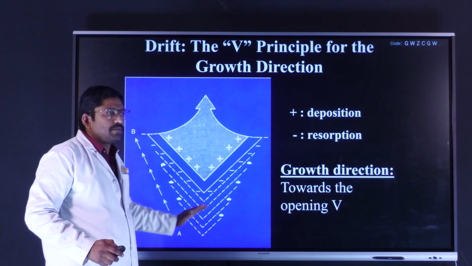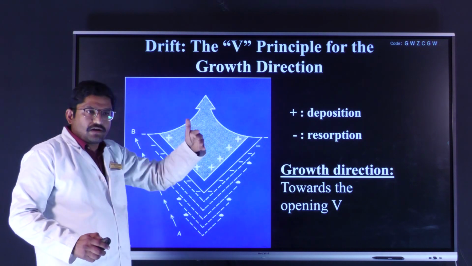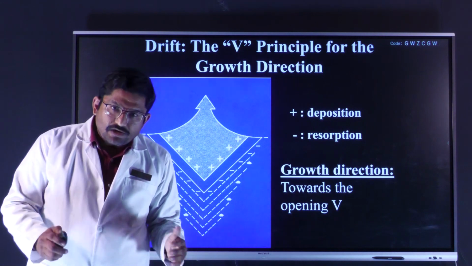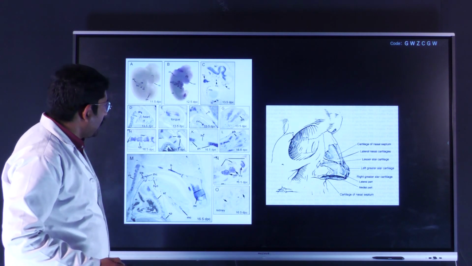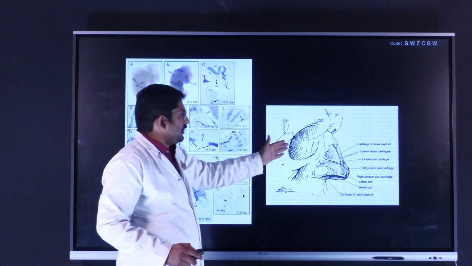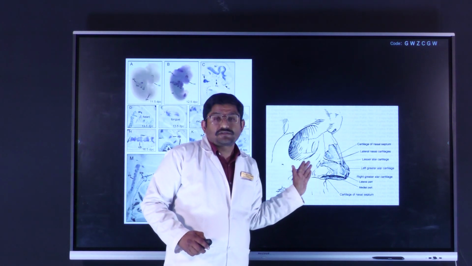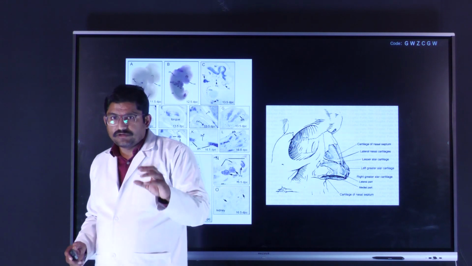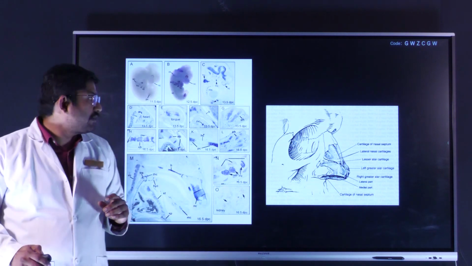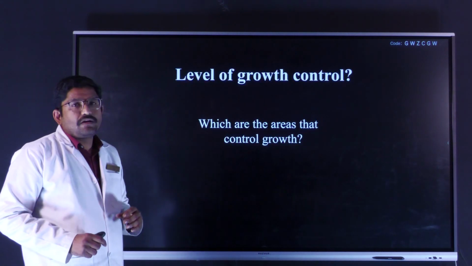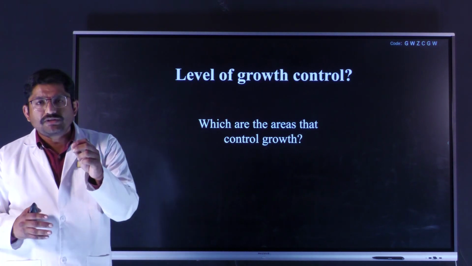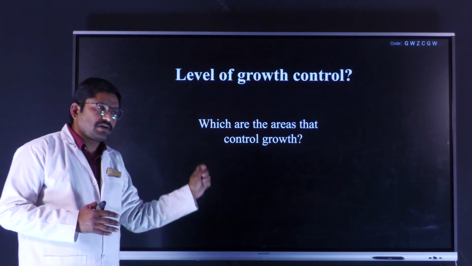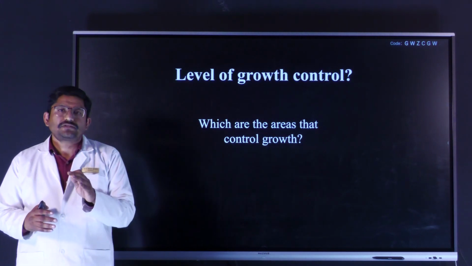This is a classic diagram to be drawn in your undergraduate exam papers. This slide shows you the various cartilages which exist as the growth centers or growth sites in the craniofacial skeleton. Now, where is the level of growth control? Is it in the sutures, is it in the cartilage, or is it in some other place? That determines the growth theories.